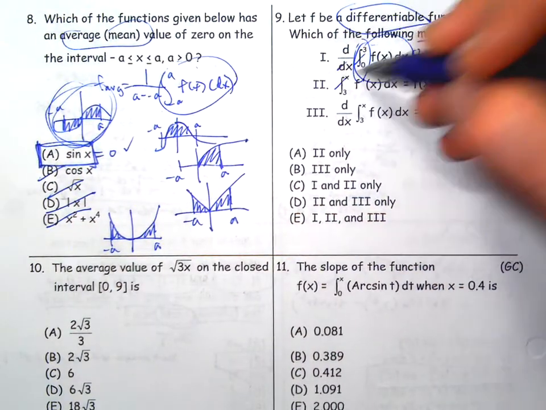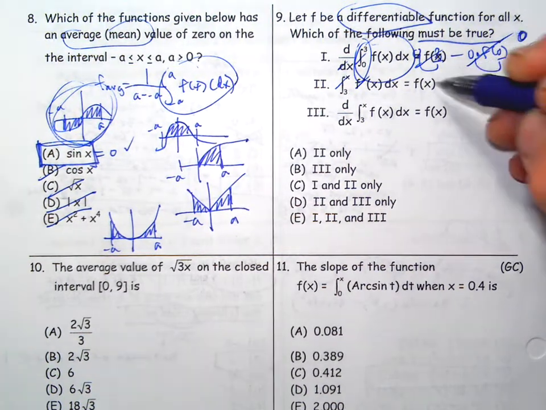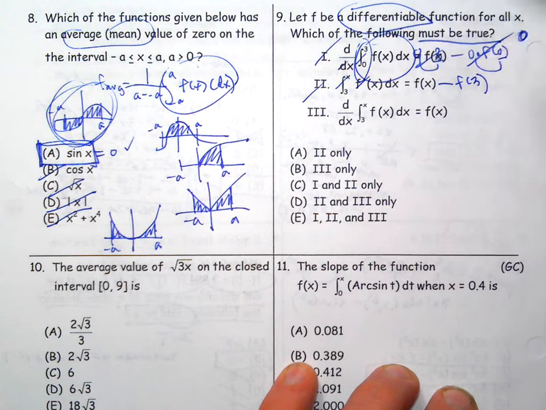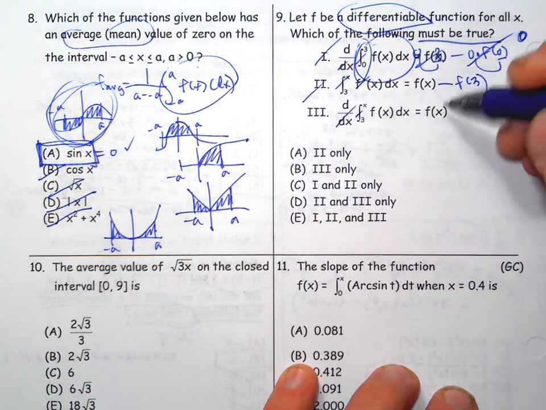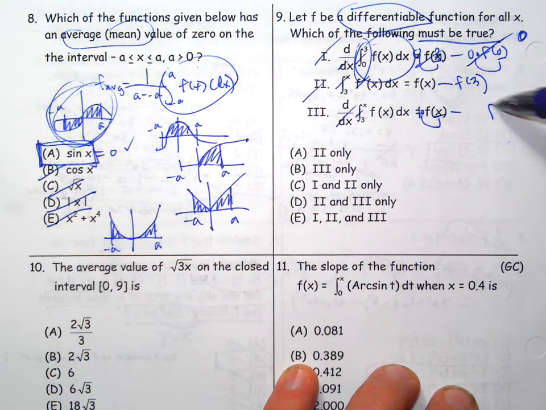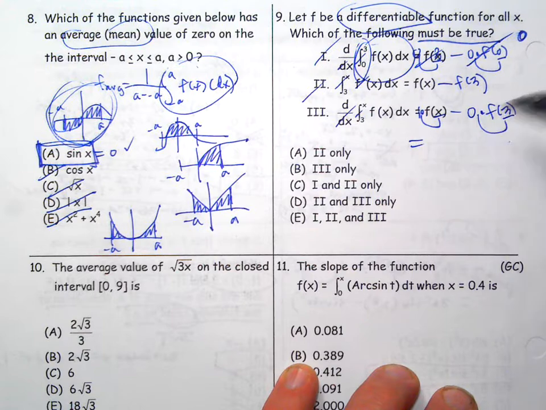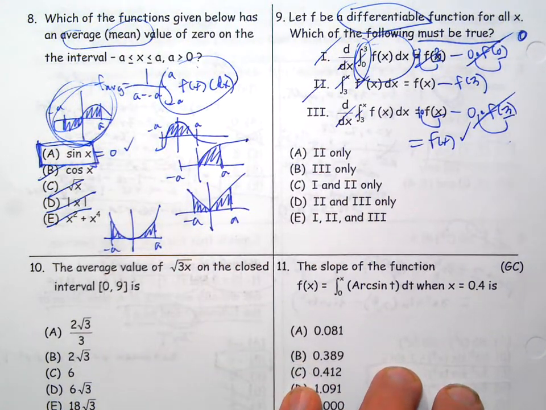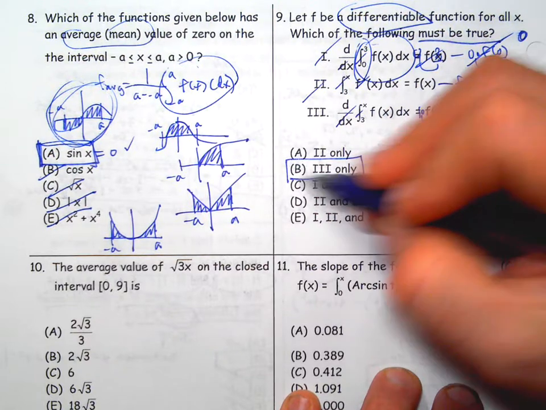Here, the integral of f prime gives you f of x, but then you still have to do f minus 3. So that one's out. This one, if we take the derivative of that, you're going to get f of x times the derivative of what you plugged in, minus f of 3 times the derivative of what you plugged in, which is 0. And so then you will get f of x. So that one's right. 3 is the only one that must be true.